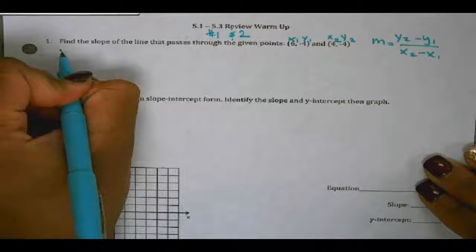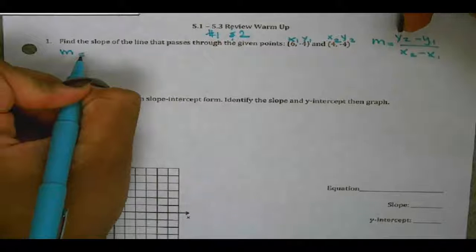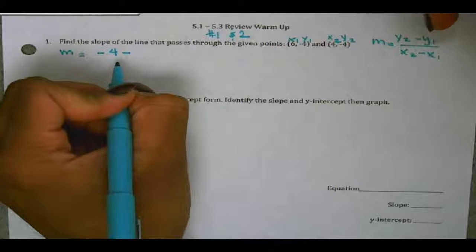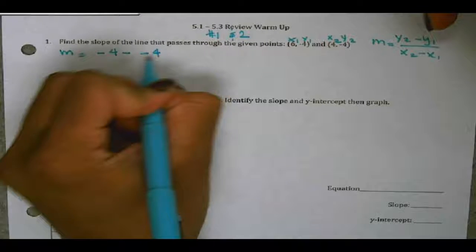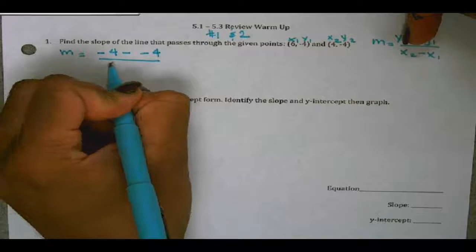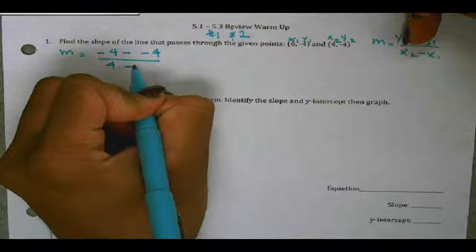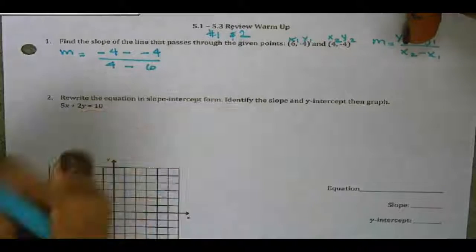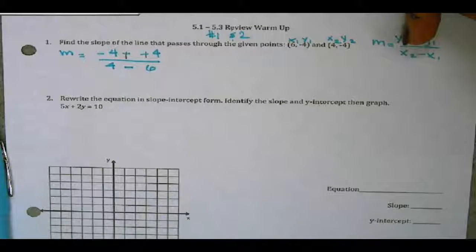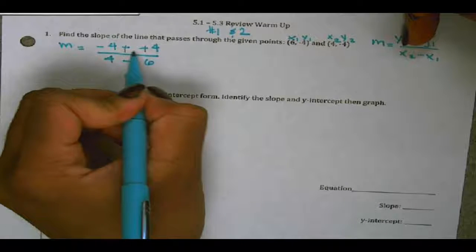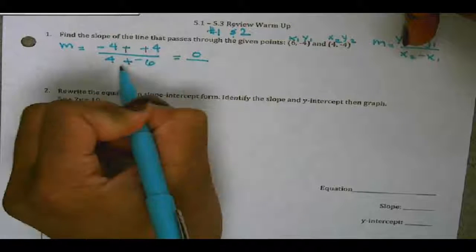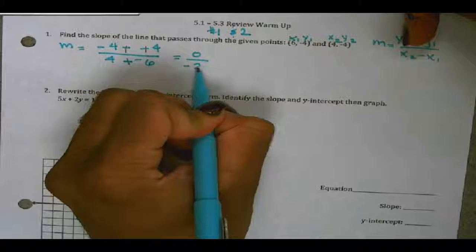So for me, my slope is going to equal, plugging in y2, which is negative 4, minus y1, which is negative 4, what a coincidence, over x2, which is 4, there's a lot of 4s in this problem, minus x1, which is 6. Now, if you know me at all, you know that I like to add the opposite when I'm subtracting. So up top, I'm going to have negative 4 plus a positive 4, that's 0, over, adding the opposite here, 4 plus negative 6 gives me negative 2.